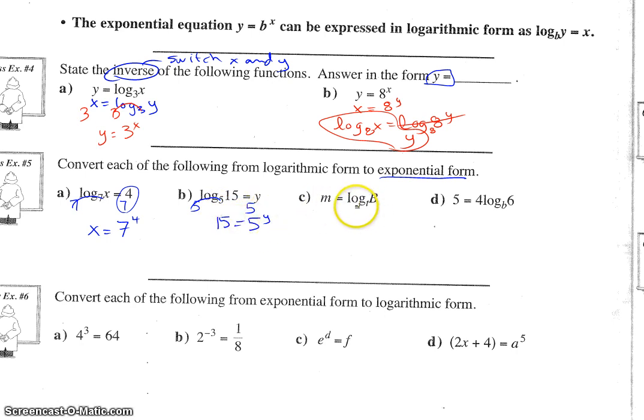All right, same thing here. We're going to get rid of the log by doing the inverse. Okay, write it in an exponential form. T to the exponent m equals b.